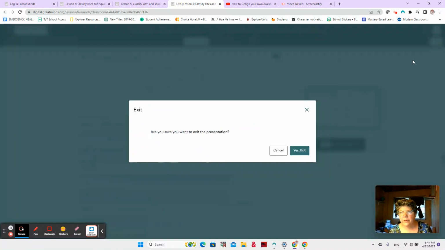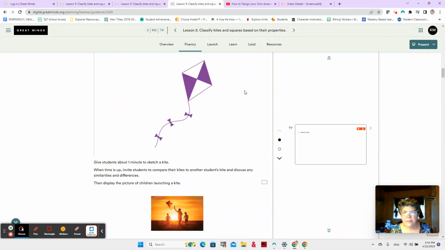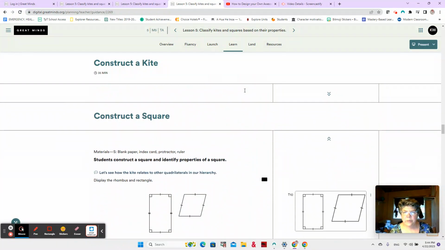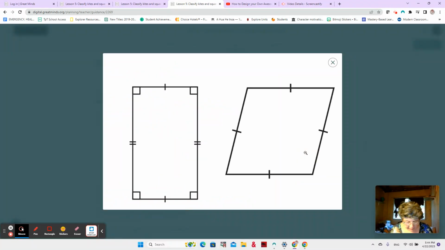It's not going to open for me. Yes, I want to exit. I know it's not always the easiest, but we're going to continue working on properties, right? So we're looking at different properties, and we are going to compare these two figures. Okay, look at those two figures. We're going to see how the kite relates to other quadrilaterals in our hierarchy.